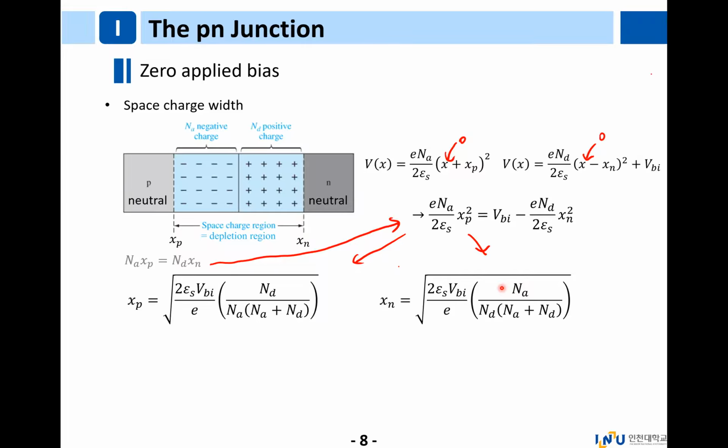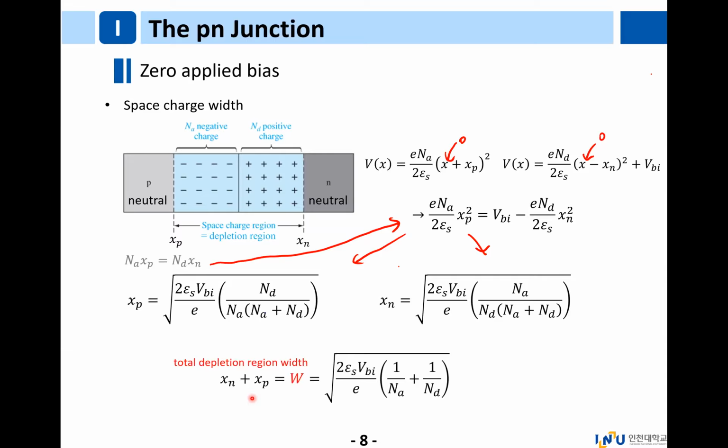So therefore, the total depletion region width is the sum of Xn and Xp, right? So we can express it as follows here. And as previously inferred, it is confirmed mathematically that as the doping concentration increases, the depletion region width will decrease, right?